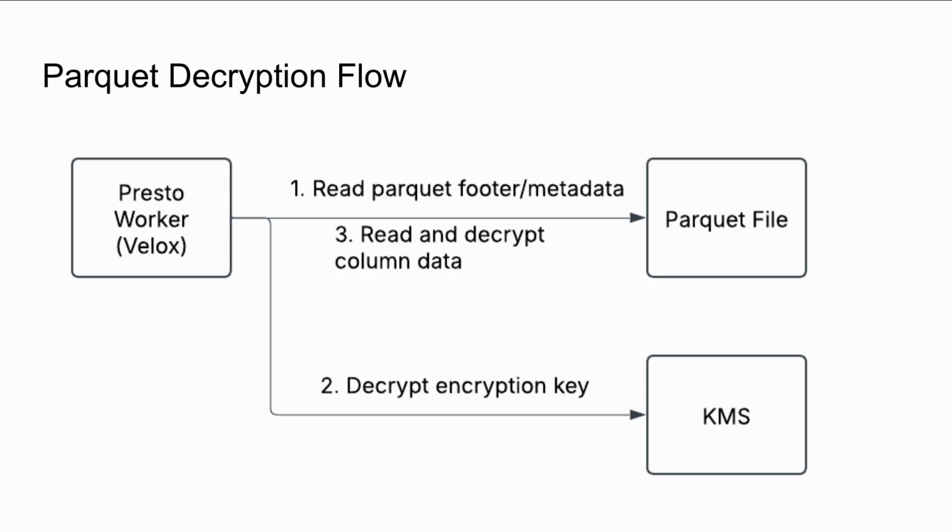When we read a packet file, we first read its footer, the metadata. Then in the metadata, we get the crypto metadata, the encrypted working key, and maybe master key name and version, those kinds of metadata. Then we call KMS to decrypt the encryption key. Then we get the original encryption key, and use this encryption key to decrypt the data.